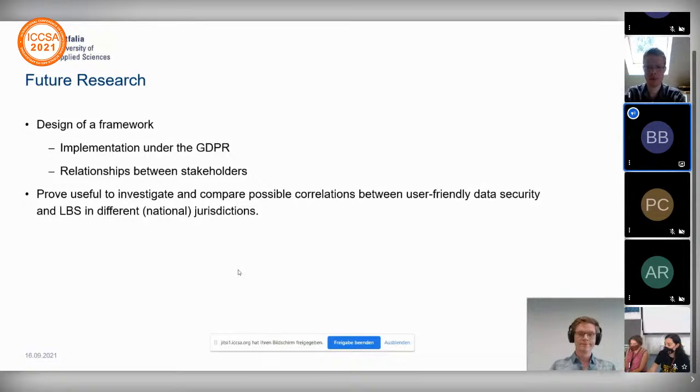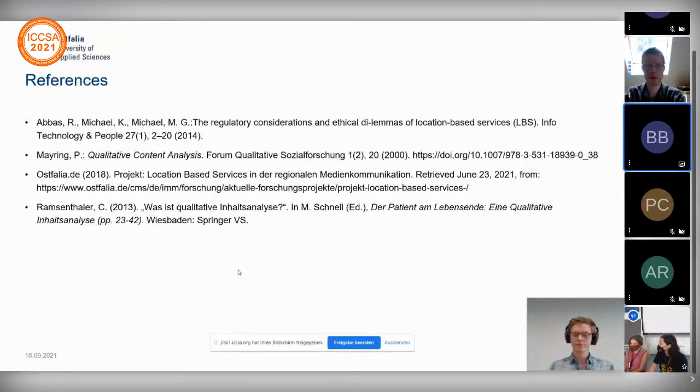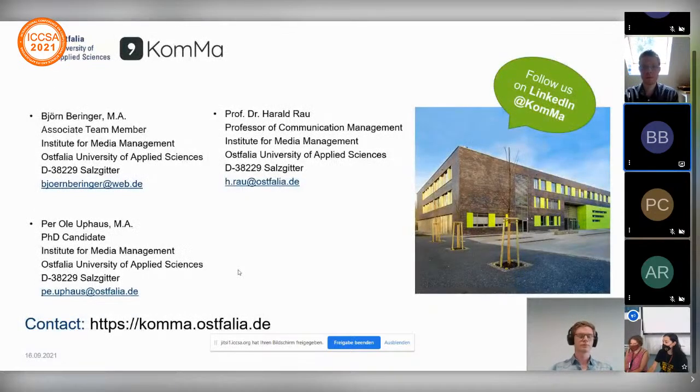And that's it. So here you can see some references. Thank you very much for your attention. This was our presentation about usable privacy in location-based services and the need for a regulatory framework. You can see some contact info. And if you have any questions left, feel free to ask now. Thank you very much. Thank you.